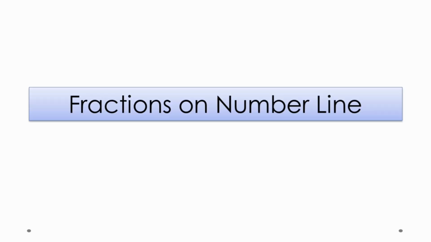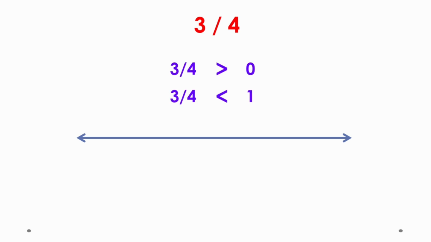Fractions on number line. Let's find the fraction 3 by 4 on the number line. 3 by 4 is greater than 0 and smaller than 1. So it must be lying somewhere between 0 and 1. So for us, the area of action will be between 0 and 1, which is 1 whole.